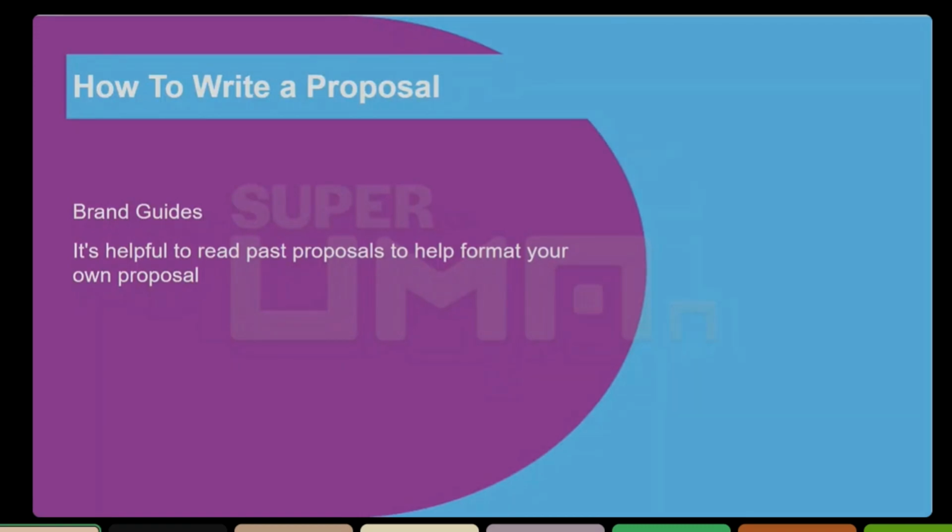So let's say you're new to writing a proposal. You can check out some proposals that have been written so that you clearly understand how you could write your own proposal, or the format you can use in writing it. Does anyone have any question?